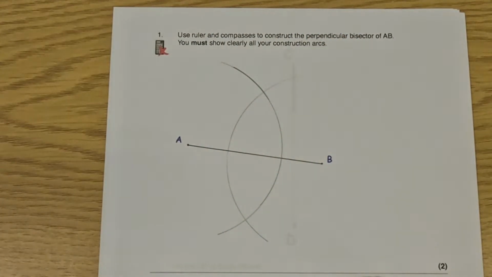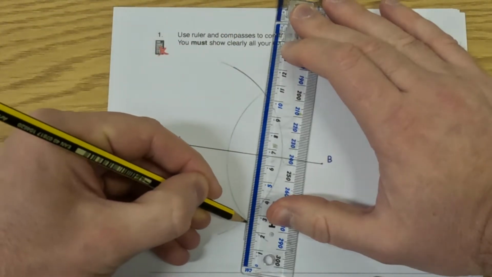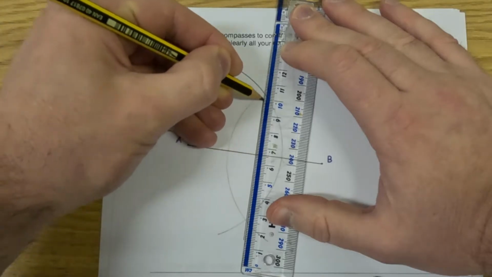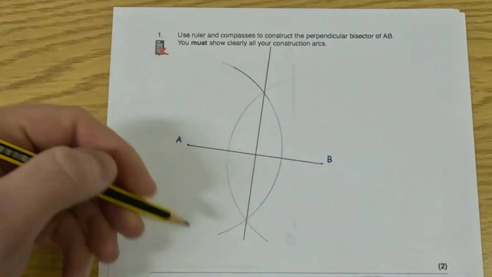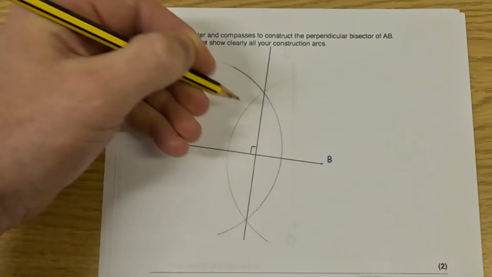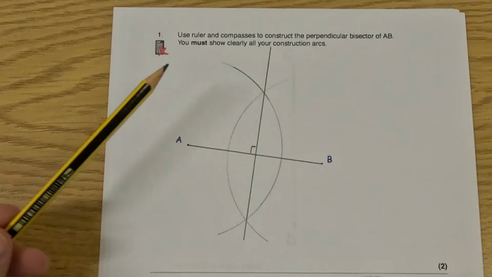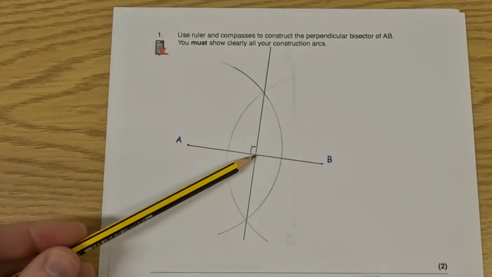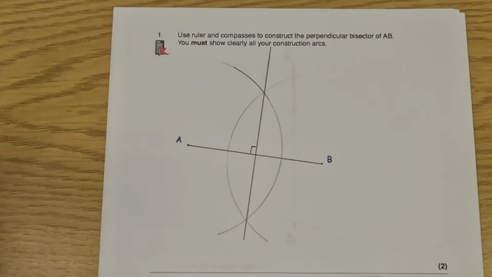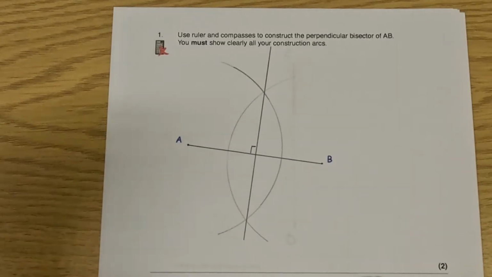Okay, so let's get our ruler and pencil and do that. As you can see, we've lined up the ruler and we're going to draw a nice line through where those arcs intersect, so there and there. And that line we've drawn is the perpendicular bisector. It's perpendicular because it's at right angles to AB, and it's the bisector because it cuts the line AB in half. And if you wanted to, you could get the ruler and measure from here to here and from here to here and see they're the same length. And also you could get your protractor and check that's a 90-degree angle, and that's it.